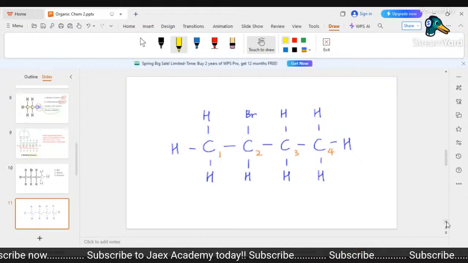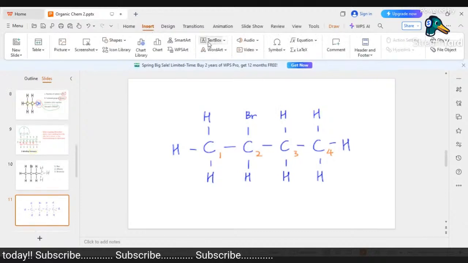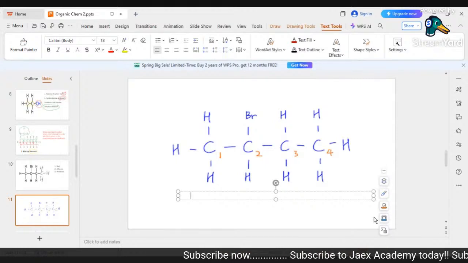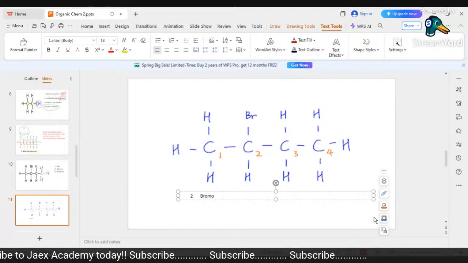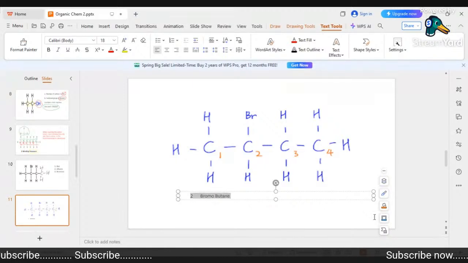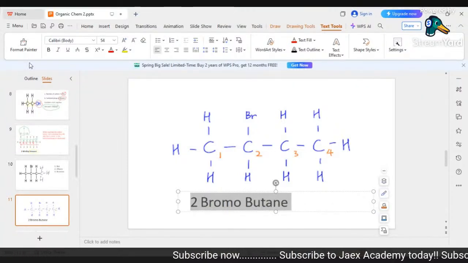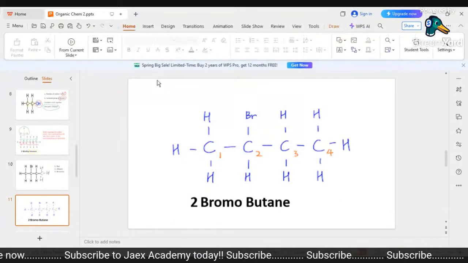Now, for those of you who could not attempt it, or you did not attempt it, or you just didn't want to, or you honestly cannot attempt it. So, it is 2-bromobutane. So, how did we get 2-bromobutane?